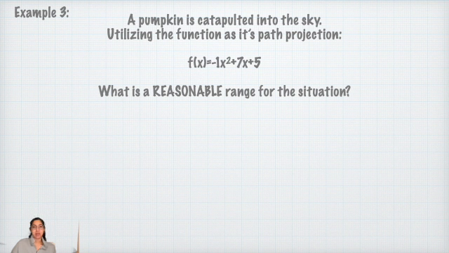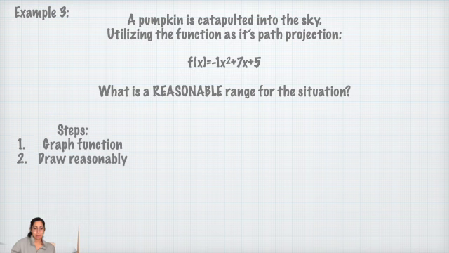So when we see reasonable, that means what makes sense? If I am catapulting something into the air, is it going to go below the ground? Is it going to go back in time? No. So for these, what you really need to understand is your y value is your height. So your y value is your height. Your x value is your time, so the amount of time that's spent in the air.